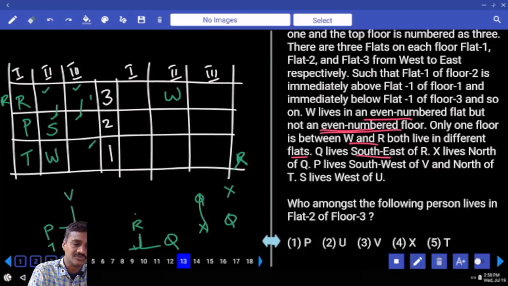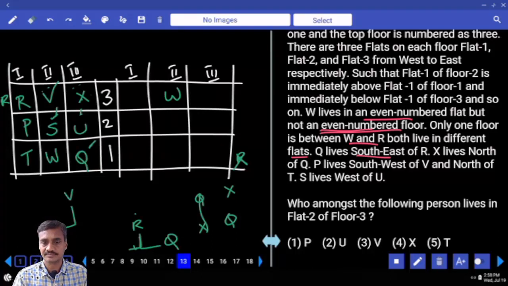Now S is to the west of U. If S and U were like this, Q is here. Now Q is here, T is here, isn't it? Now X will be at this place. Q is here, X will be at this place. Now if X is here, then what is left over here? V must be.